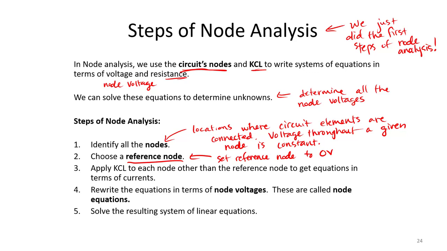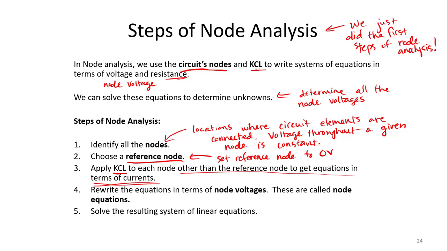In step 3, we apply Kirchhoff's current law to each node. Remember what we did with the bank account convention? How we summed the currents entering and exiting the node? That's exactly what we do here. We apply Kirchhoff's current law to each node in order to get equations in terms of currents. Notice you do not apply Kirchhoff's current law to the reference node, because that one's already 0.